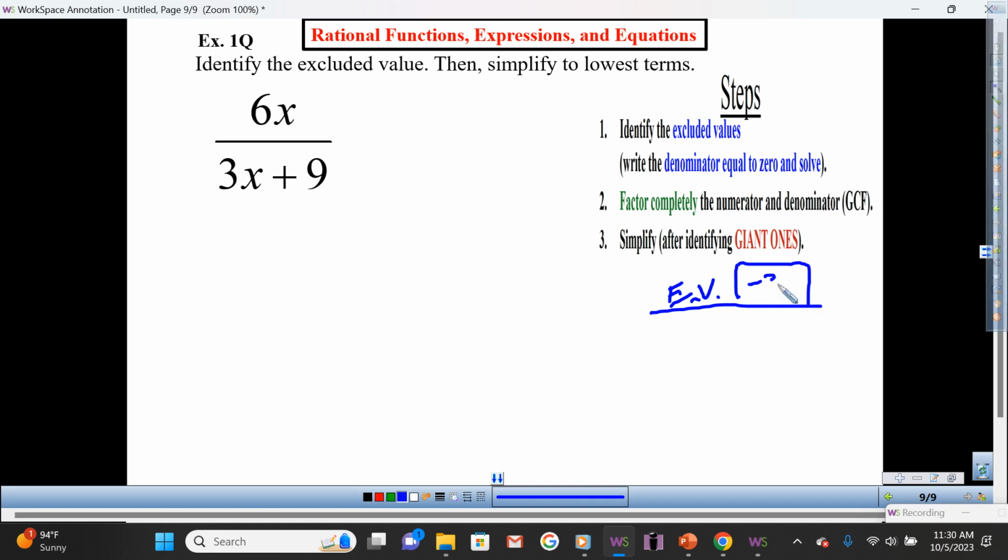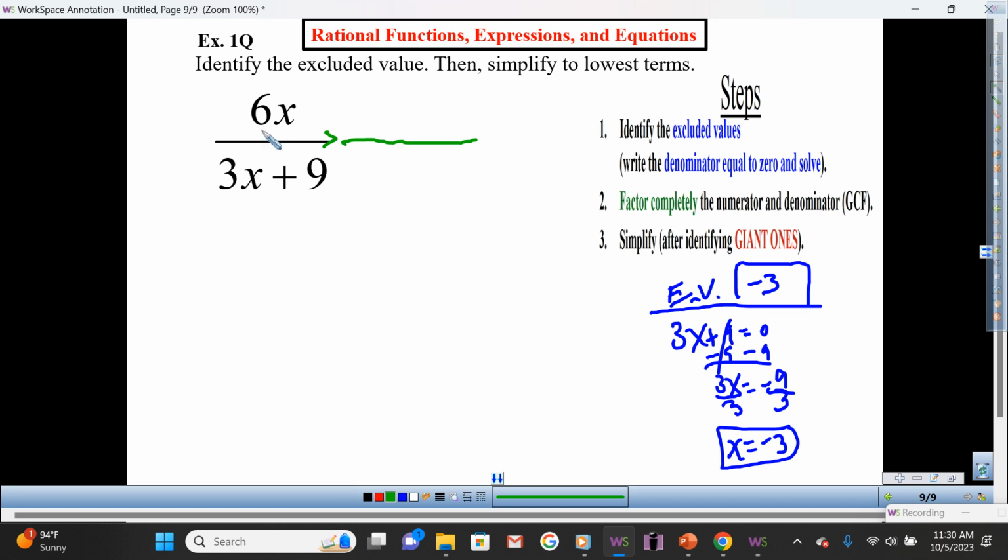Hands, you got negative 3. Let's see. I take the denominator, set it equal to 0, and solve. Minus 9 minus 9. 3x equals negative 9. Divide by 3. x equals negative 3. Hands, if you got that. Okay. Next, simplify.